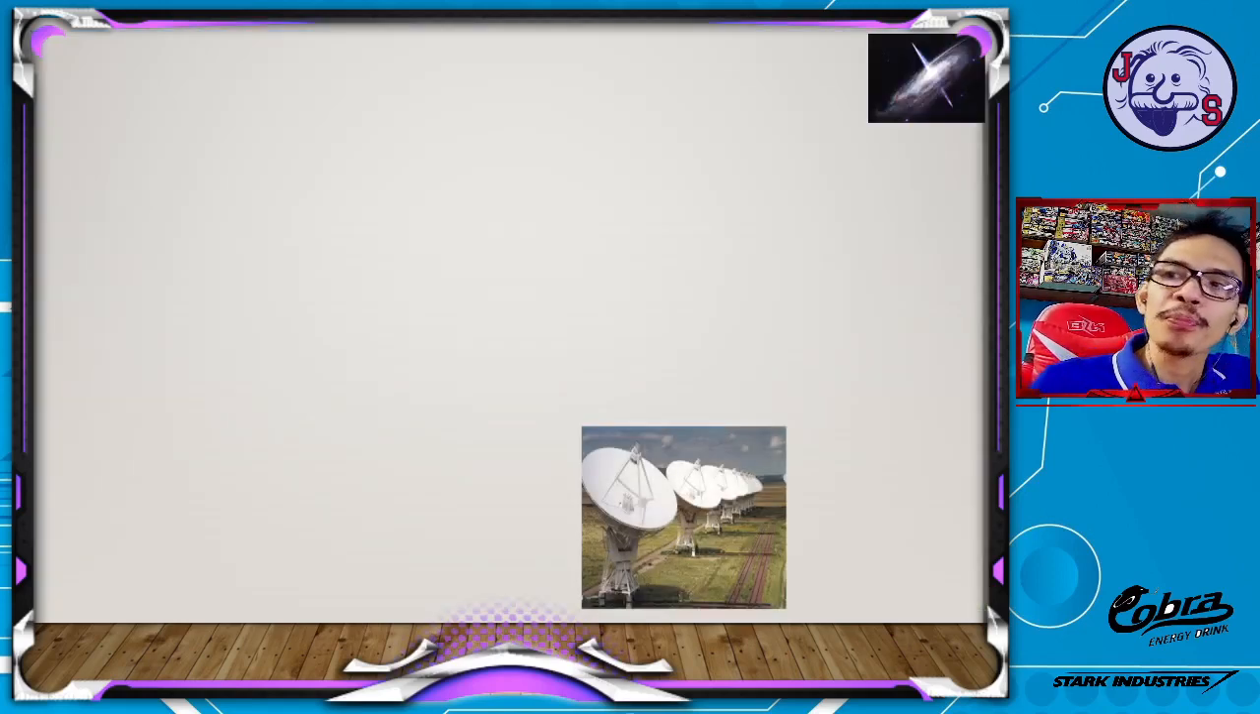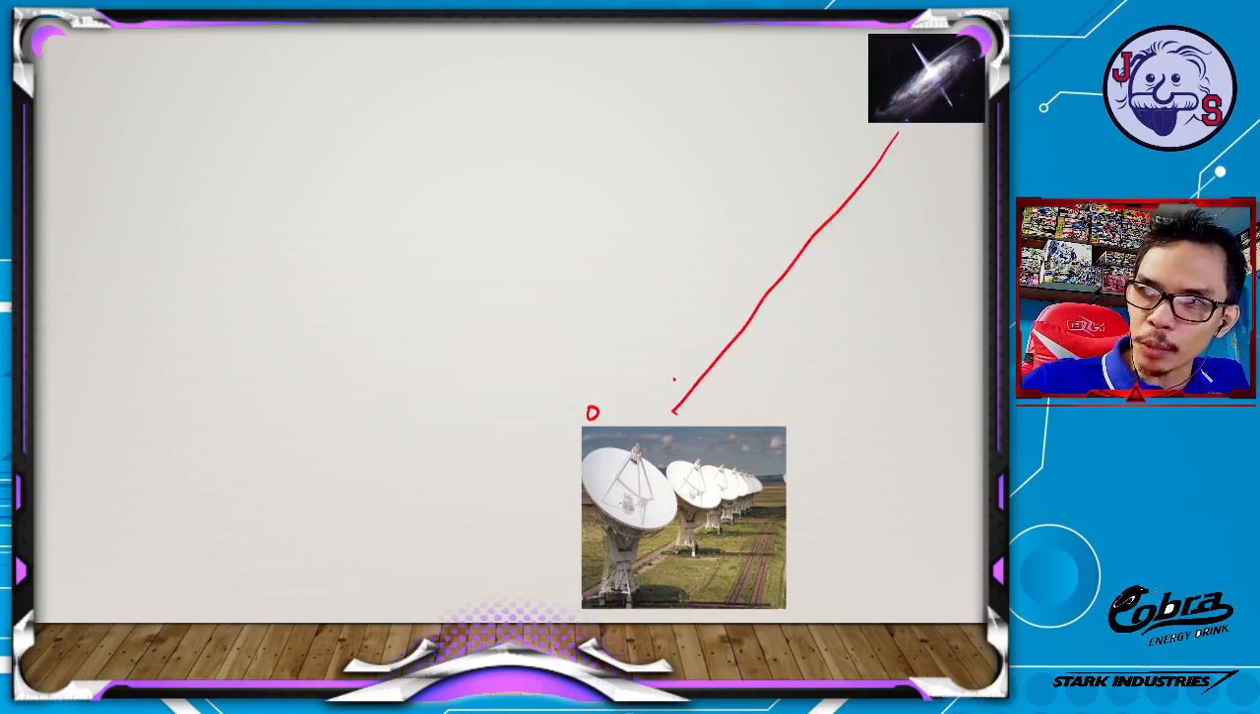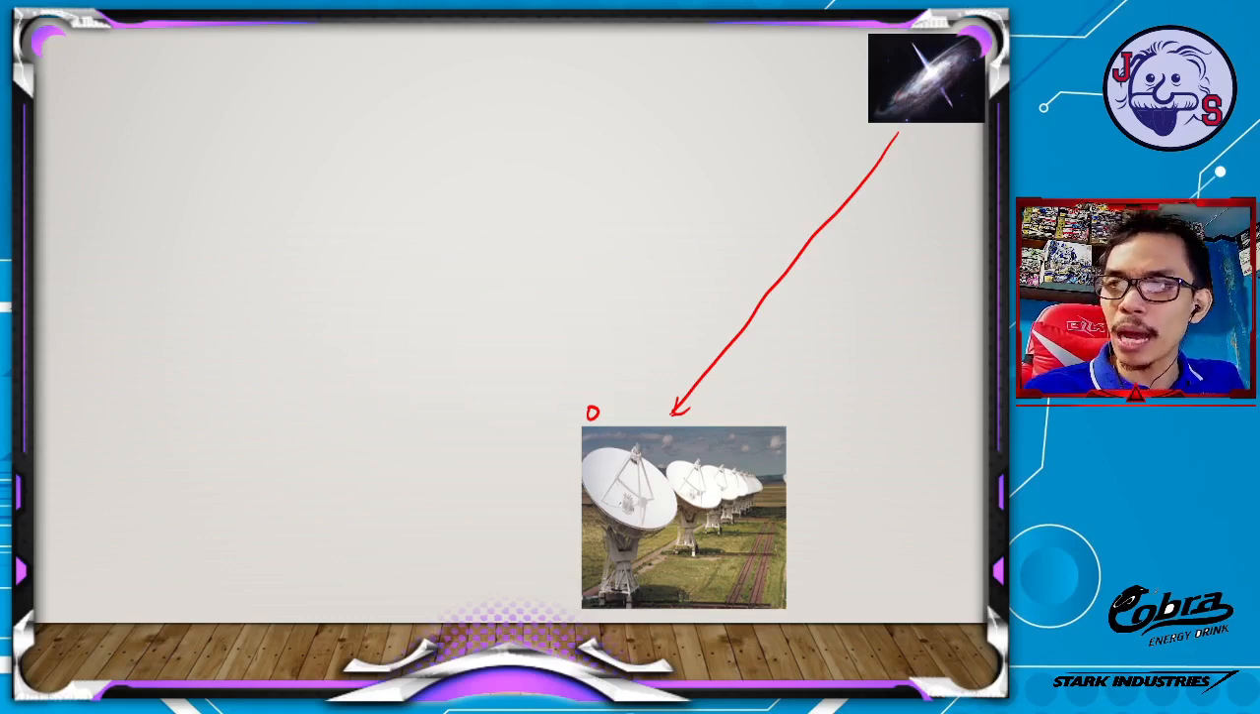Suppose the radio telescope is in position at this particular place. This is its original position. As we all know, the quasar will emit a radio wave and it will be picked up by the radio telescopes. So it will be picked up by the radio telescopes, and what will happen?